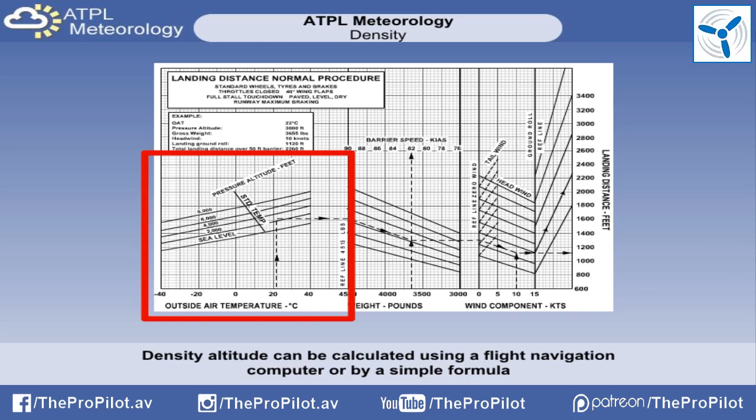The example shown is the landing distance graph for a small single-engine aircraft. We'll now look at the importance of density changes on aircraft operations.